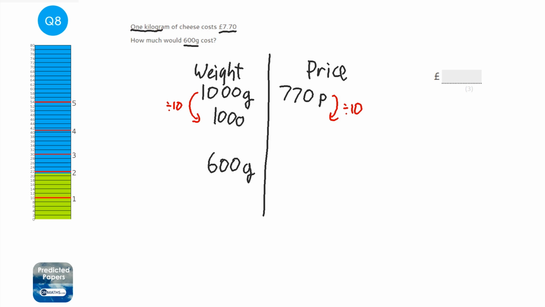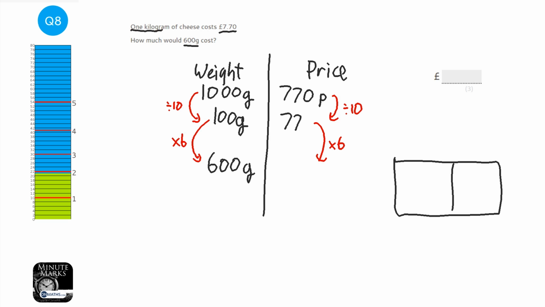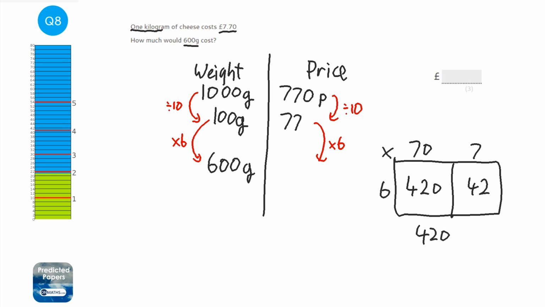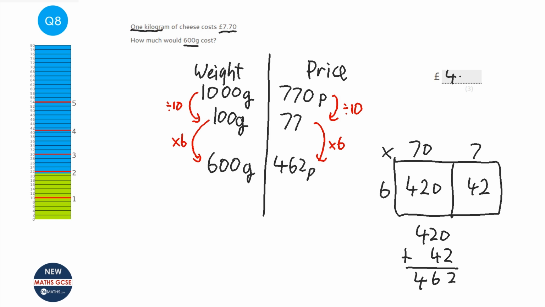So that's 100 grams, and that would be 77. And then what I can do is times these by 6 to get 600. If you've got a calculator, you can just type it in, but let's assume that you don't for this question. So we've got 77 times 6. 6 times 7 is 42. Add a 0. 6 times 7 is 42. Add them together. Probably don't need to do this, but I'll do it anyway. 462 pence. But in pounds it would be £4.62.